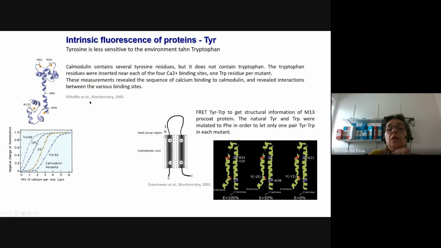So just like this, putting tryptophan in a specific position by changing the sequence of the protein. Of course, this has to be done genetically. You have to prepare the appropriate plasmid for doing this, but we are still talking about natural amino acids. So in principle it should be easier and affect the protein less.